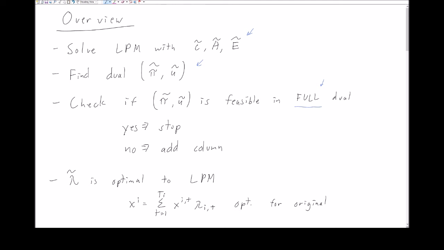However, if we find that our restricted dual solution isn't feasible for the full dual, we don't stop the algorithm and instead we add a particular column. The key to the column generation algorithm is this step, adding a column, and throughout this lecture we're going to focus on exactly this step.